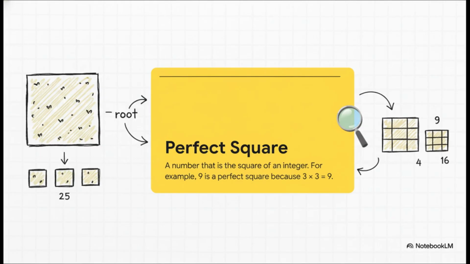Our first garden, the one with an area of 25, that was a perfect square because its root is a nice, clean, whole number, 5. In the same way, 9 is a perfect square because its root is 3, and 16 is one because its root is 4. You see the pattern, right? These are the easy ones.